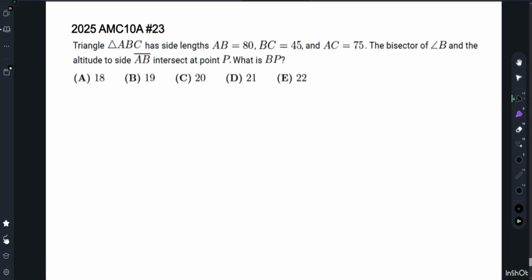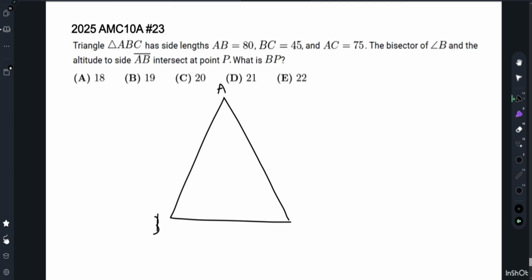Hello guys, today I'm going to go over 2025 AMC10A Problem 23. So triangle ABC has side lengths AB equal to 80, BC equal to 45, and AC equal to 75. The bisector of angle B and the altitude to side AB intersect at point P. So what is BP?